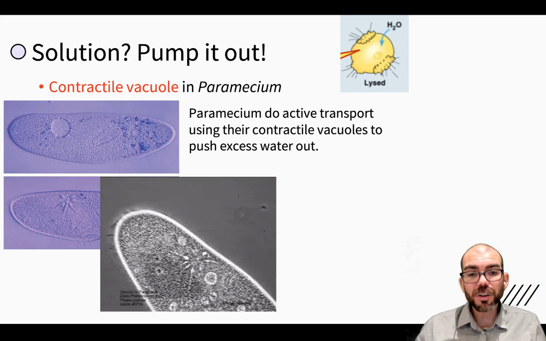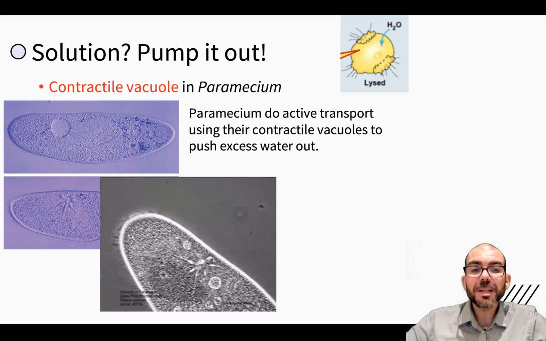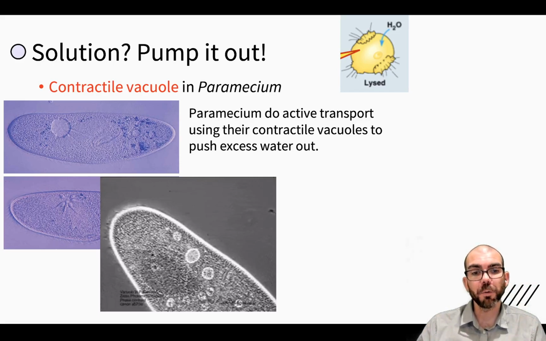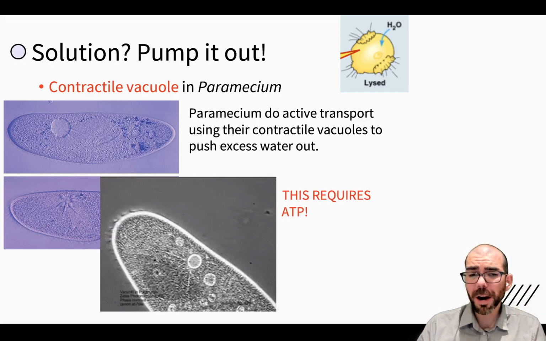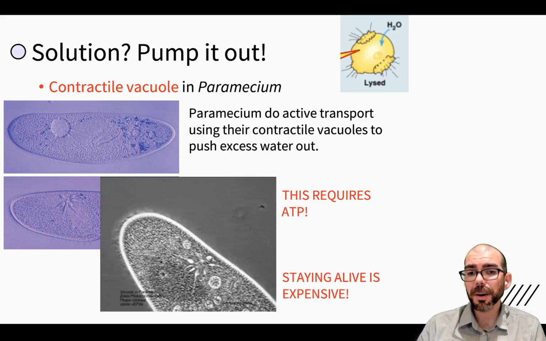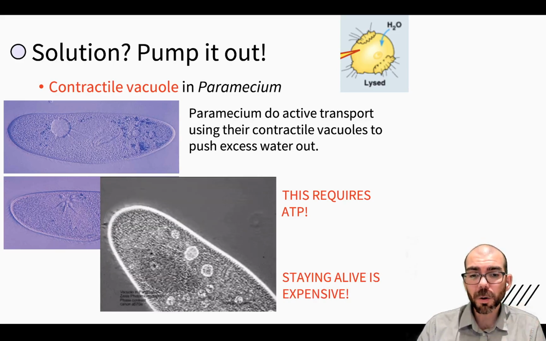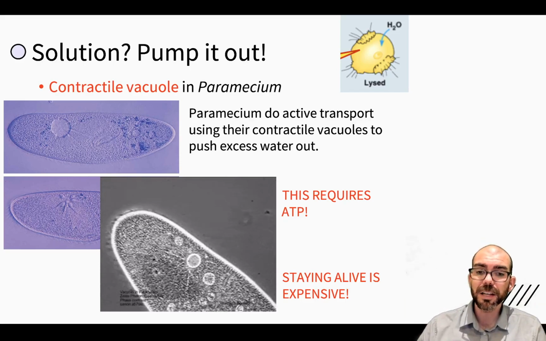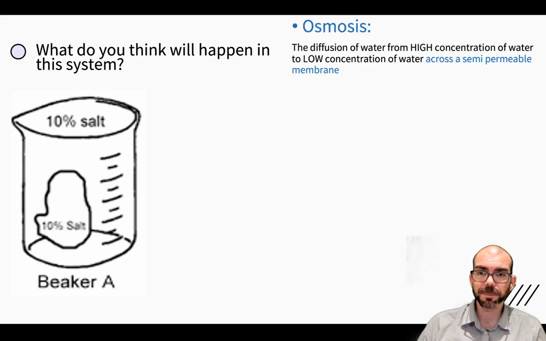So even though water's constantly rushing in, the paramecium can consistently pump it out to maintain the perfect balance of water. Now keep in mind, this requires ATP. Staying alive is expensive. Creatures like the paramecium have to consistently acquire energy to use it just to maintain their osmotic balance so that they don't swell and lyse.